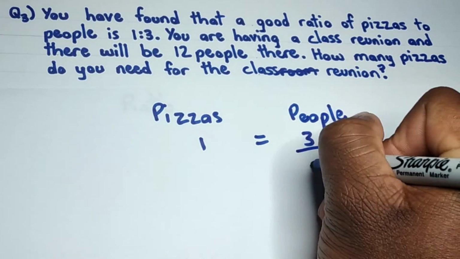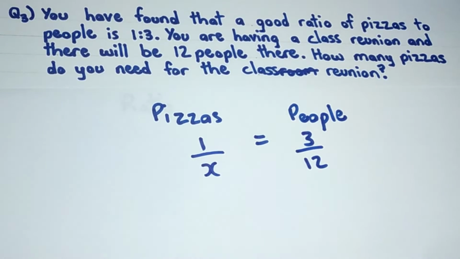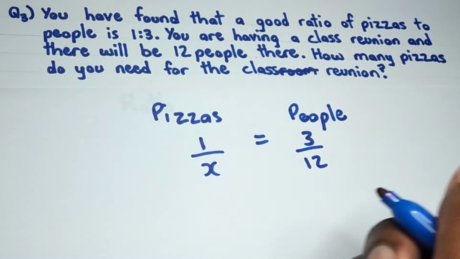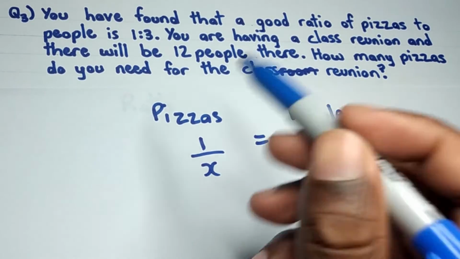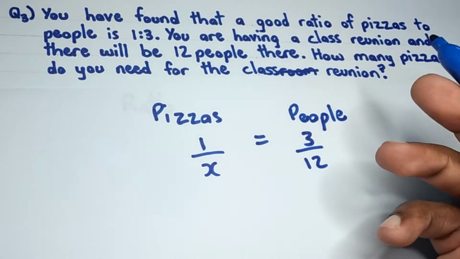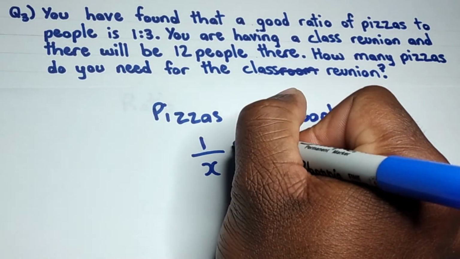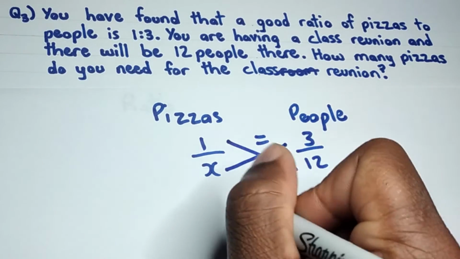All right. So I'll put the 12 over where we have the people. We don't know the amount of pizza as yet that we'll need. And as always, this is a direct proportional scenario, because think about it, the more people we have, the more pizza that we'll need. So what we can do now is simply cross multiply, because this is a direct proportional problem.